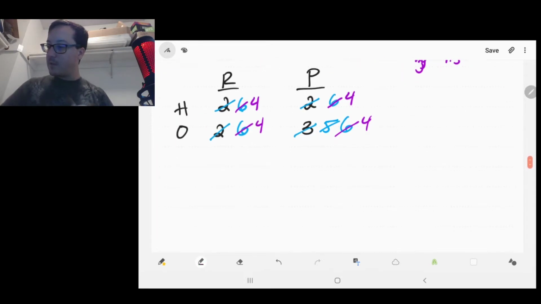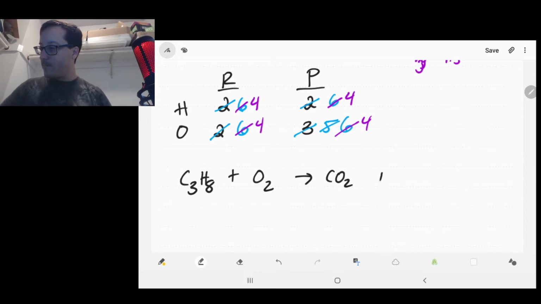And on Canvas, there is a whole bunch of practice for these. All right, here's another reaction. The way to really learn this is just practicing. There's no kind of easy way to do it.